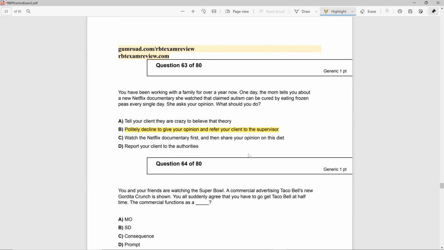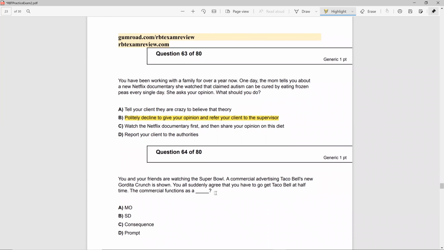64, you and your friends are watching the Super Bowl. A commercial advertising Taco Bell's new Gordita Crunch is shown. You all suddenly agree that you have to go get Taco Bell at halftime. This commercial functions as a, so this is an ABC question, antecedent, behavior, consequence. What are we asking ourselves? Okay, we're asking first, is our answer choice the commercial? Does it happen before or after the behavior? Well, the commercial happens before you agreeing that you need to get Taco Bell. Okay, so we know we're looking at an antecedent. So we can eliminate what?